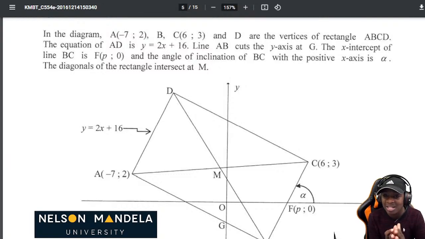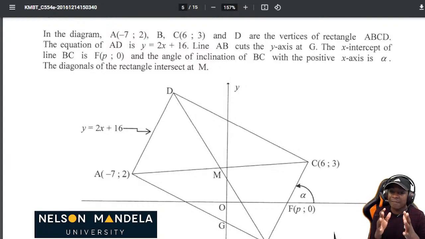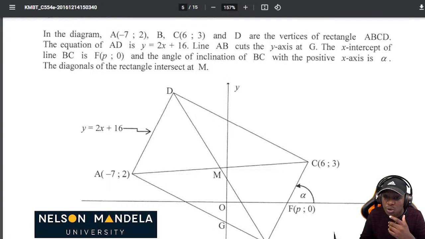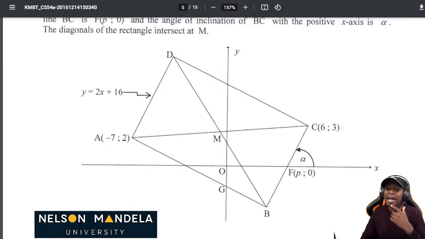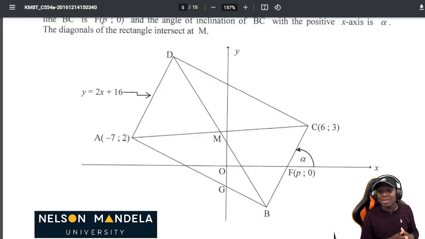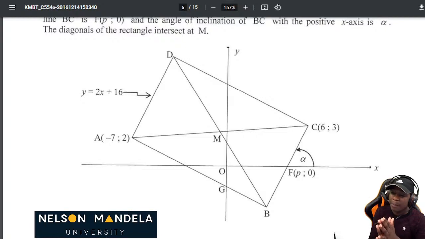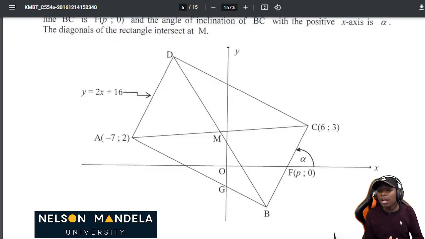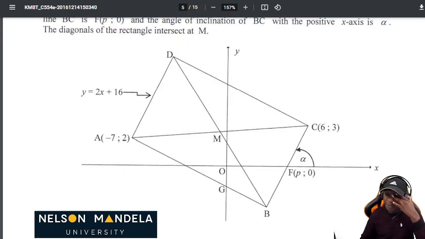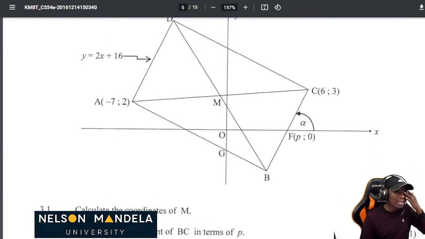Then the diagonals of a rectangle intersect at M. The diagonals intersect at M. So we can see that M is the midpoint of both line AC and line BD. So what do we know about the midpoint? We know that we use the midpoint to calculate the coordinates of that specific point, and we can do it using a specific formula, which is amazing. Now let's go.